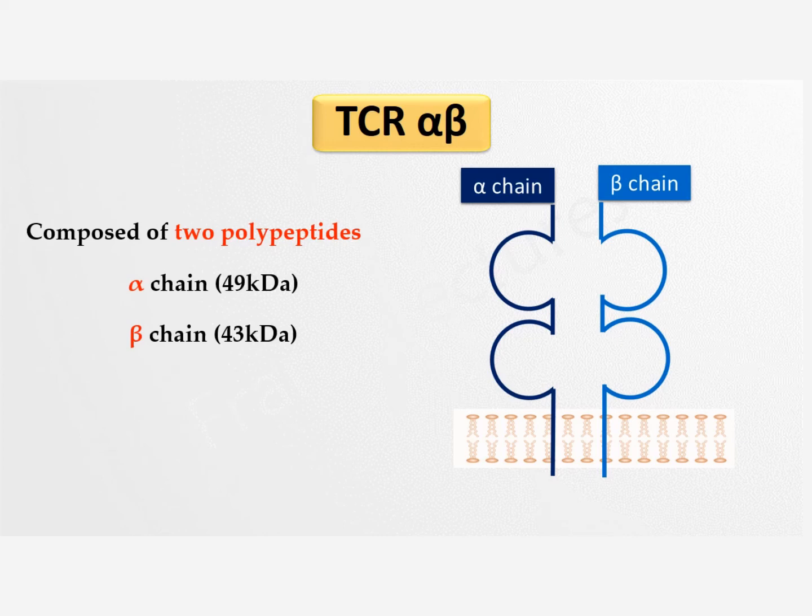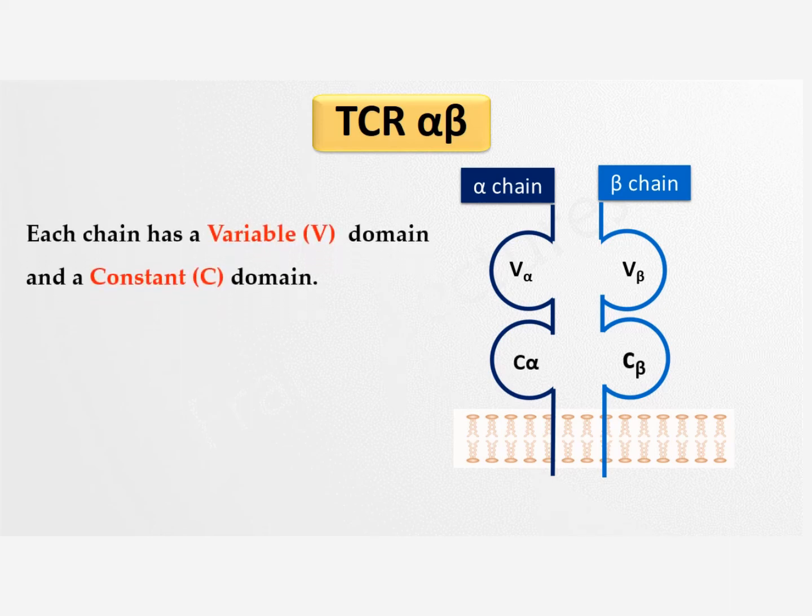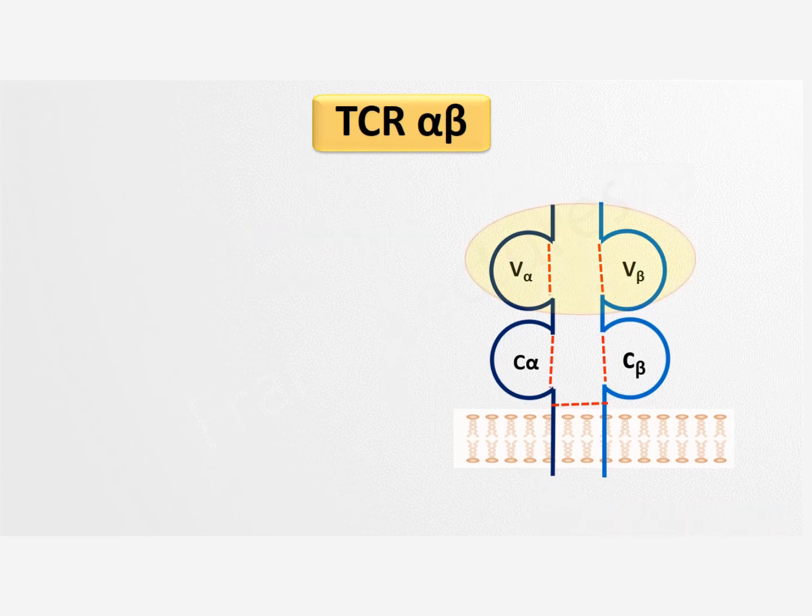The outermost domain is known as the variable domain and is represented by capital V. The other domain is known as the constant domain and is represented by capital C. Each domain is stabilized by an internal disulfide bond. The variable domains of both the alpha and beta chains together form the antigen binding site.